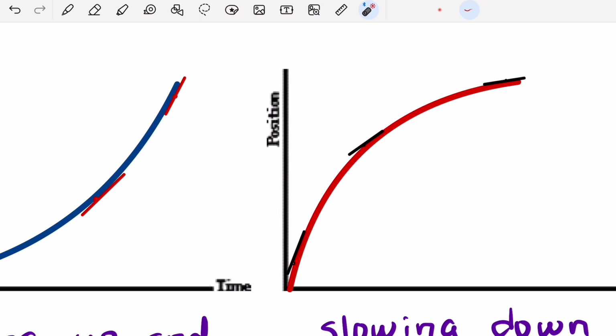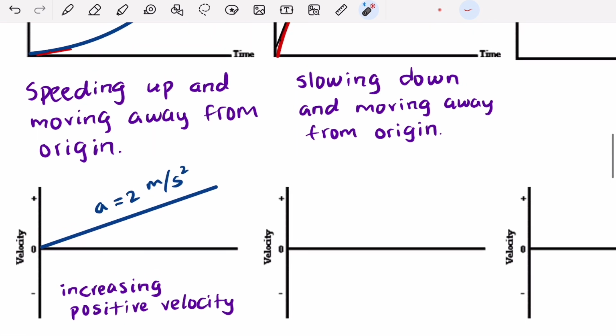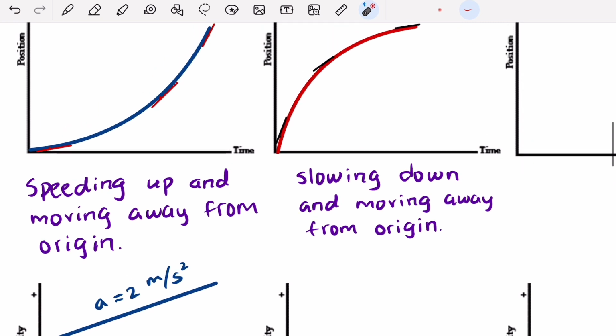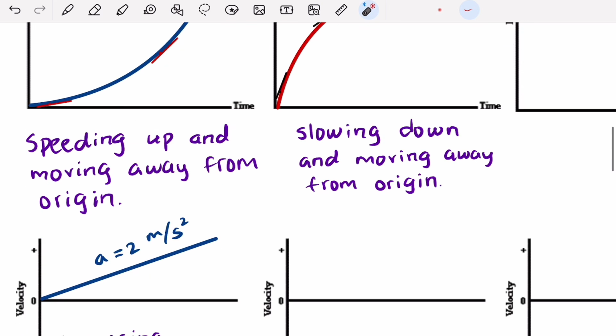All right, let's draw the corresponding velocity time graph. We have that the object is moving away from origin. Now this one's kind of tricky, okay? Because some of you might say, oh, it's going to be negative velocity. But no, in this case, because we're moving away from the origin, we're moving positively. Because we're moving away from the origin, position is increasing, even though we're slowing down. This is decreasing positive velocity.